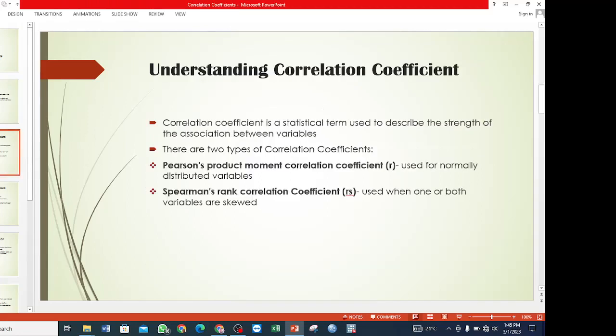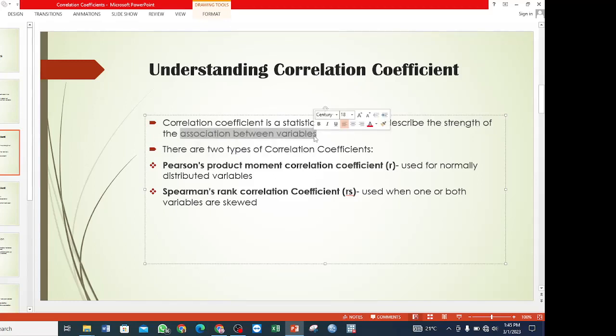And when you run your correlation analysis, you usually get a value that we refer to as a correlation coefficient. And a correlation coefficient is a statistical term that is used to describe the strength of the association between the variables. And there are two types of correlation coefficients.